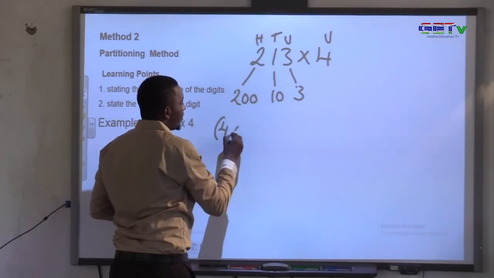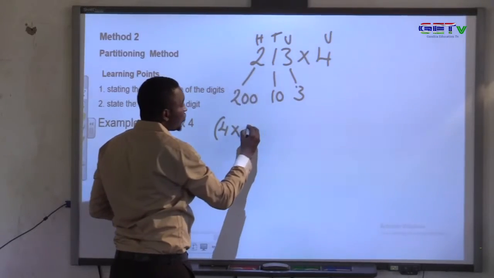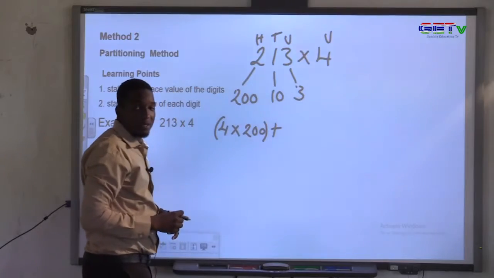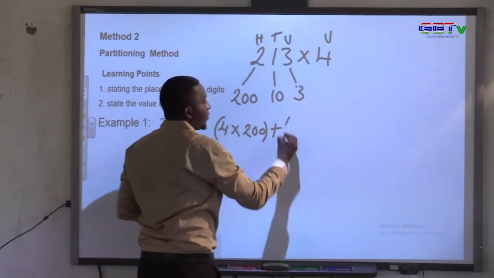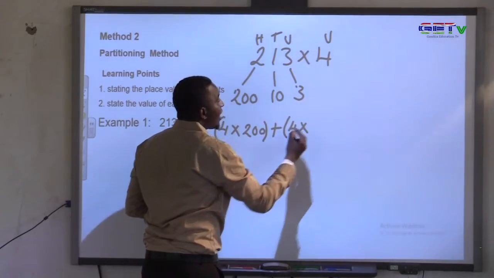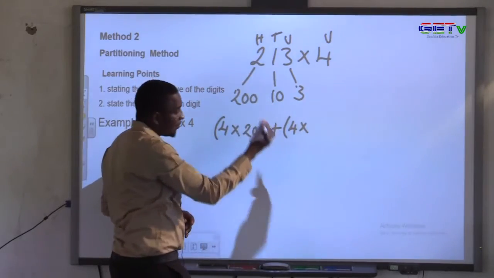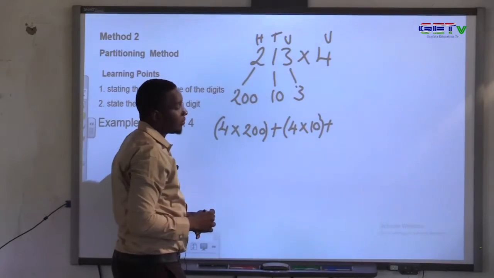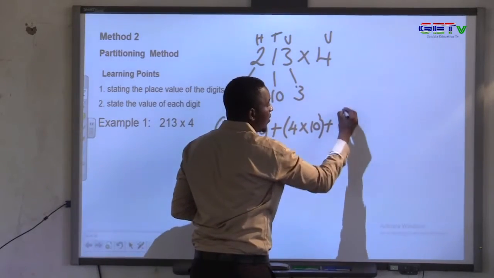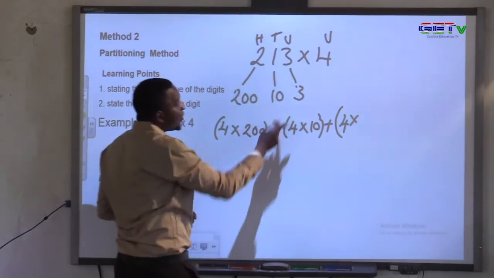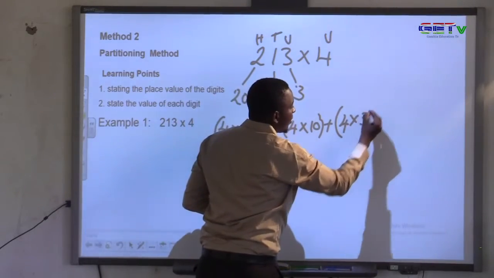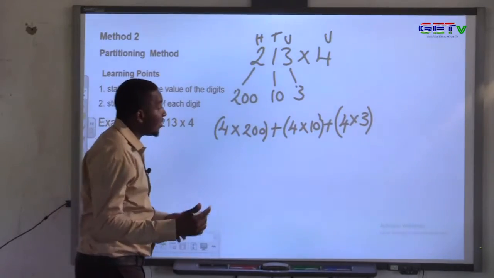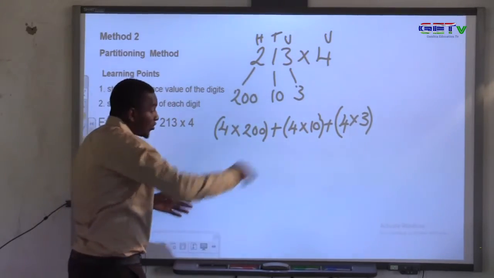4 times the value of 2, which is 200, plus 4 times the value of 1, which is 10, plus 4 times the value of 3, which is 3. Today we are only looking at values. Anything that is not available, we will not look at it. So let's look at the values, okay?